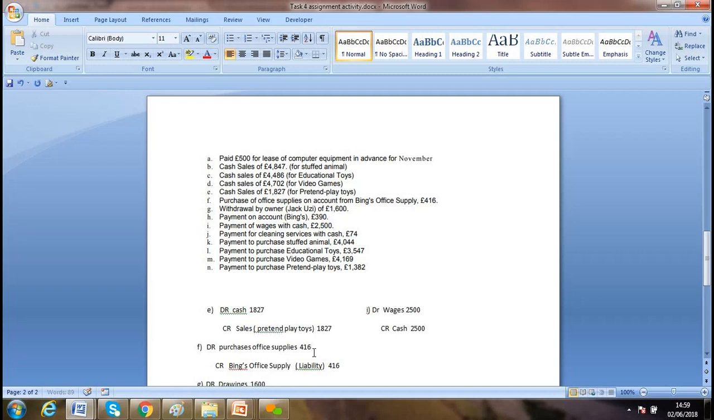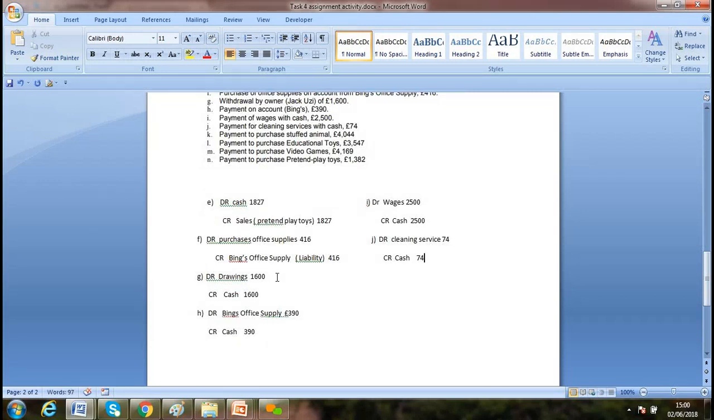Okay, what about the next one? J transaction. Payment for cleaning services. What is meant by cleaning? Cleaning is an expense for a business, yes? So how much are we paying? 74. So 74 is the money going out. Why is it going out? Because we get the services of cleaning. We hire the cleaner and we paid £74 for cleaning services.